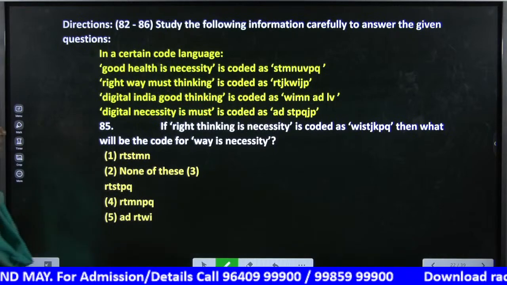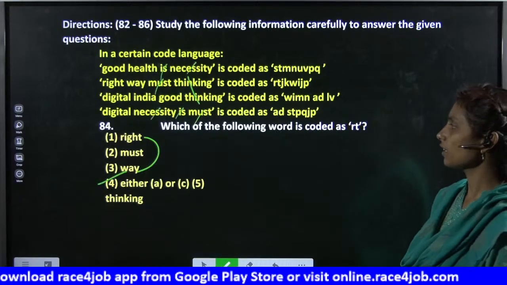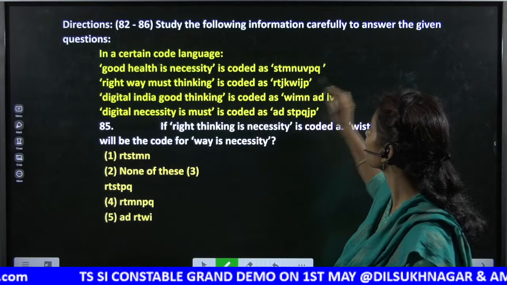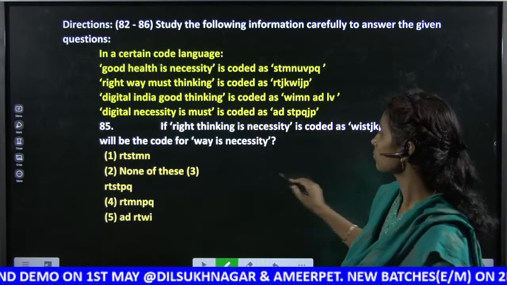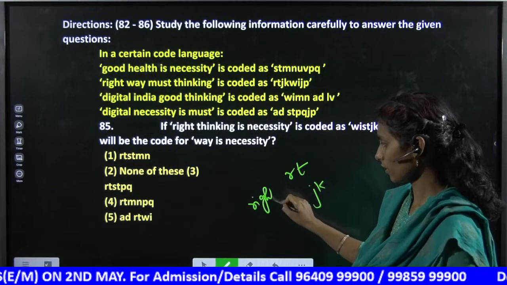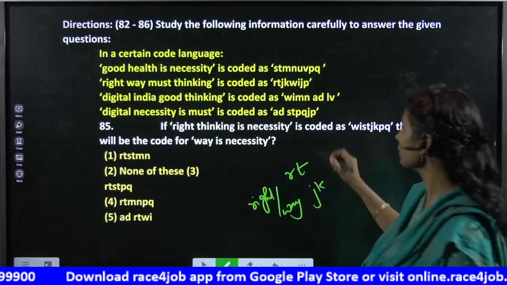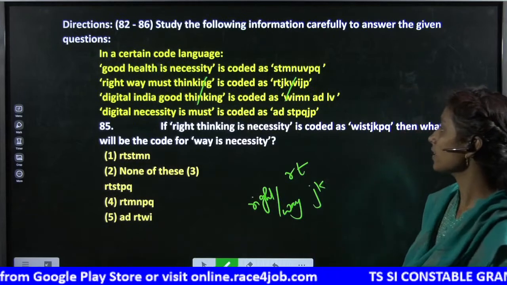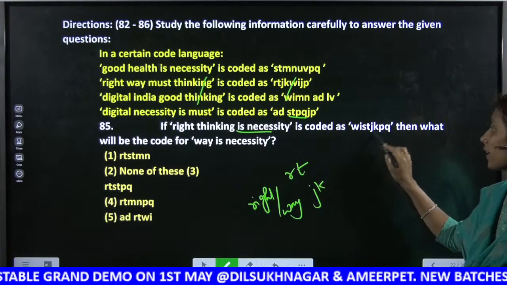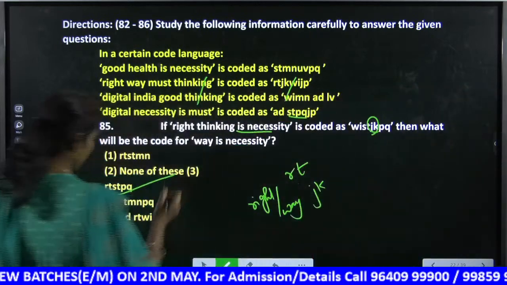Next, right thinking is necessity way. Okay, here they have mentioned right thinking is necessity. Earlier for right way we mentioned it may be RT, right? RT or JK, right way. In the earlier sentence, thinking, we already know that WI is thinking. WI is a necessity, and that is QPST. Clearly here JK is nothing but right, way is nothing but RT, is way STPQ, and here it is third option.